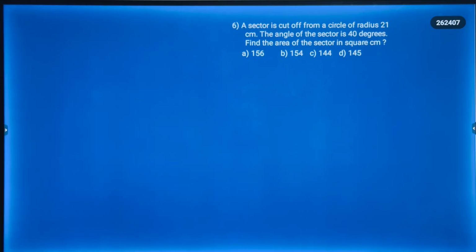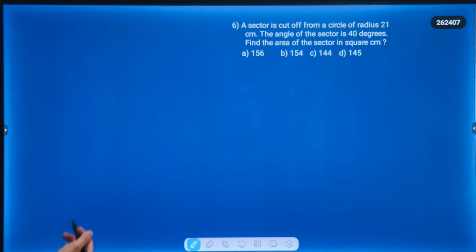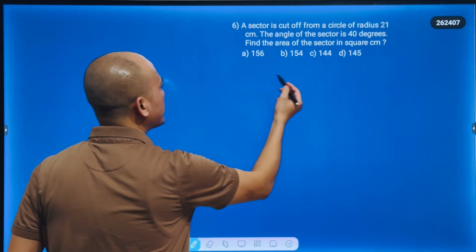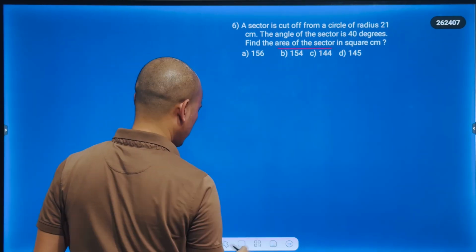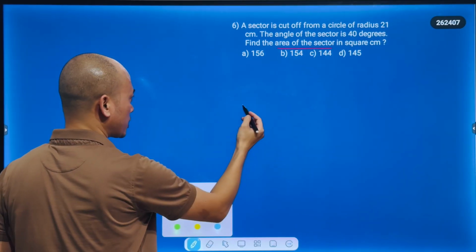Number 6. A sector is cut off from a circle of radius 21 centimeters. The angle of the sector is 40 degrees. Find the area of the sector in square centimeters. In this kind of question, you can just put the formula directly and you will find the answer. The formula for the area of a sector we have to remember.